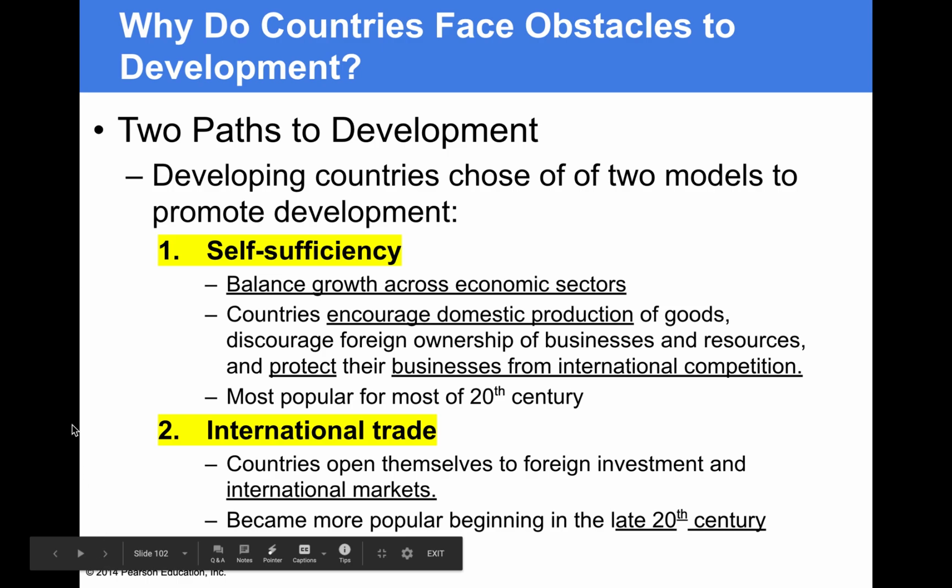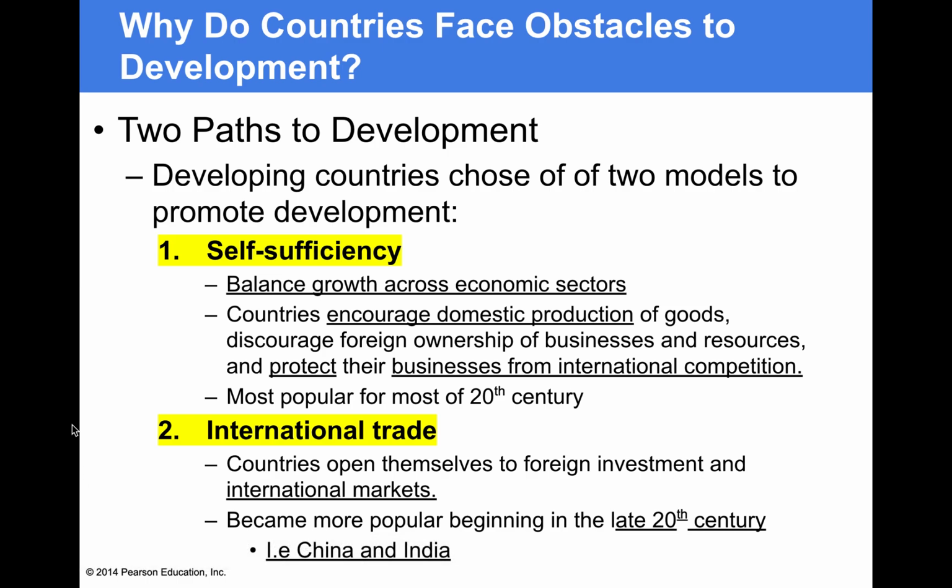Here we have the 2 paths to development. Developing countries face 2 fundamental obstacles. Their obstacles are adopting policies that successfully promote and sustain development, and finding funds to pay for the development.